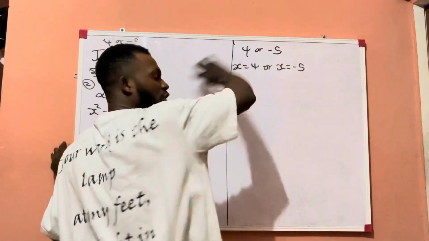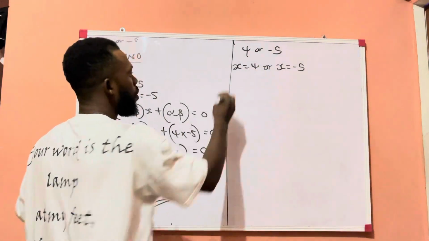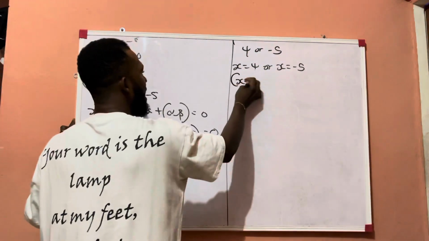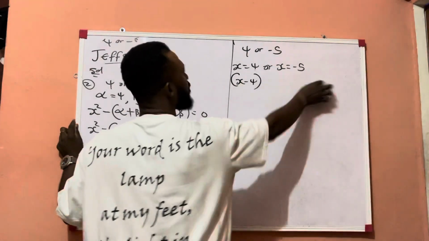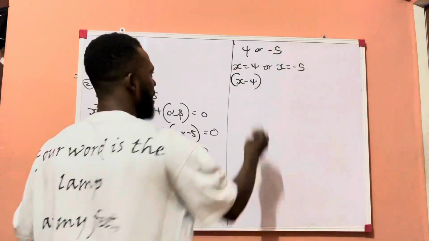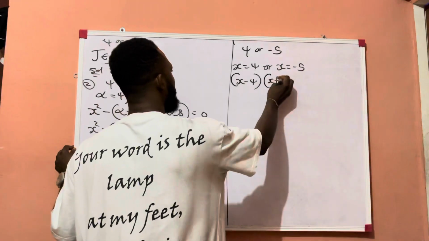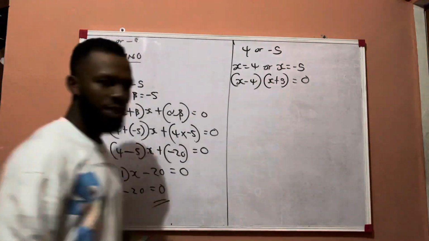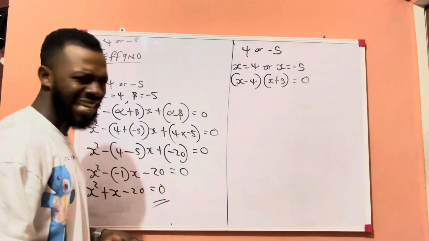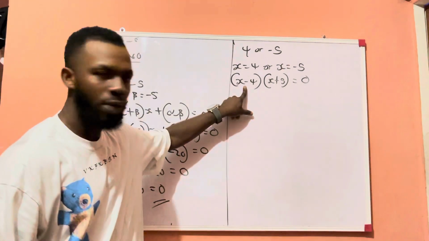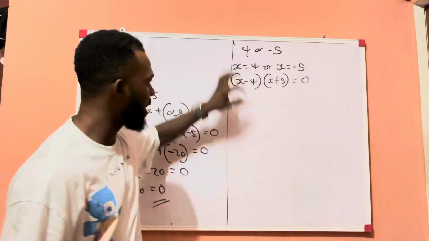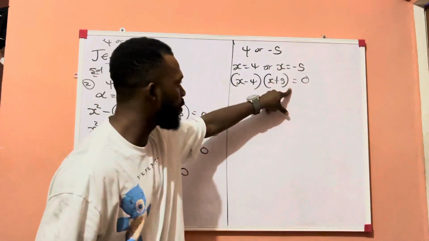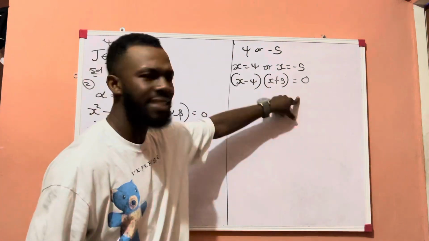If 4 crosses the equality sign, it becomes minus 4. So what do we have? In a bracket, x minus 4. If minus 5 crosses the equality, it becomes plus 5. What do we have? x plus 5. Then what do we do? Equate it to 0. Now what is the next thing I said you are going to do? You are going to open the bracket. And how do you open a bracket? The first multiplies everything and the second multiplies everything.